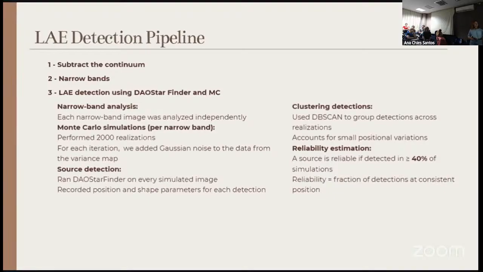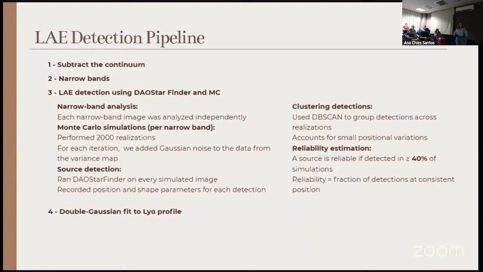After that, DAOStarFinder gives us the position and shape parameters of each detection, and we use DBSCAN to group these detections together into one. We also have a reliability estimation: if the same Lyman-α emission appears in more than 40% of the simulations, we confirm that this is a real Lyman-α emission, not a spurious one.